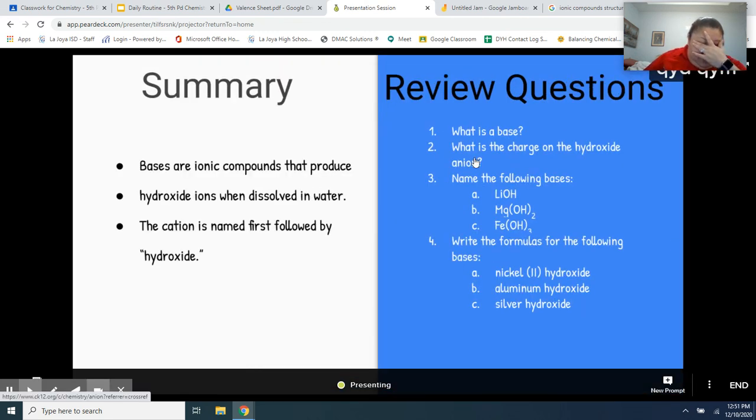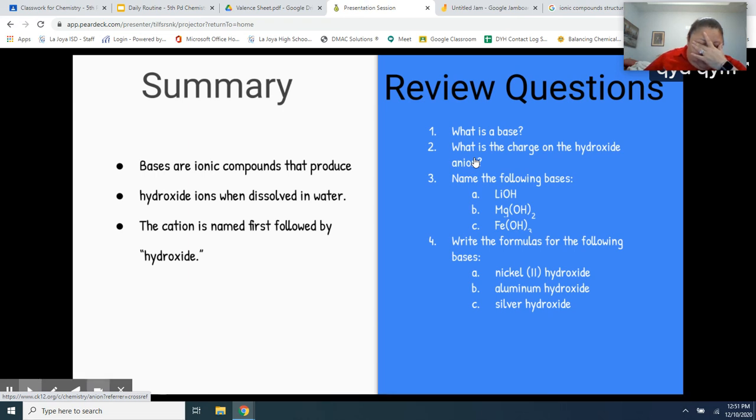In summary, bases are ionic compounds that produce hydroxide ions when dissolved in water. The second point is that the cation is always named first, followed by the last name, hydroxide, which all bases have. Your review questions. What is a base? What is the charge on the hydroxide? Numbers 3 and 4 are all about naming and writing formulas for bases, okay?